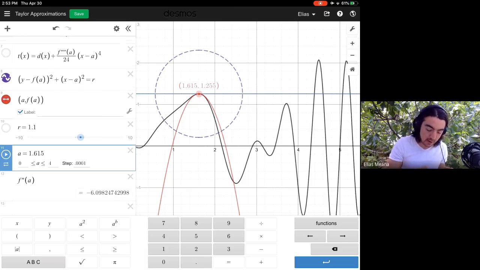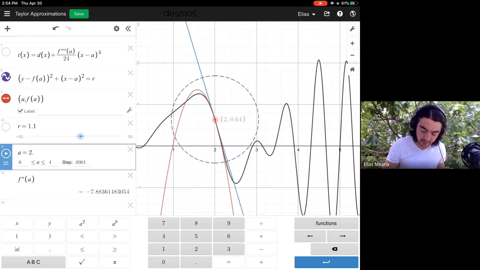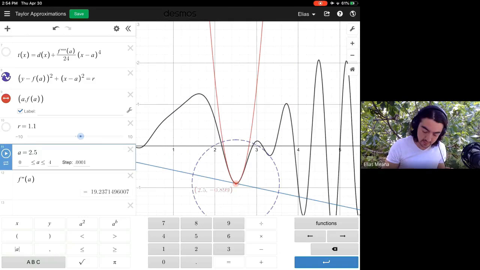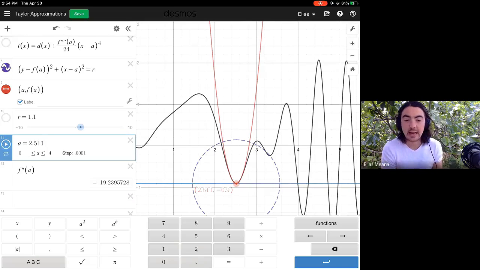But when we were over here, I can't remember what the value is now. I should have written down 2.25. Nope, 2.511. That's what it was. So here, our second derivative is 19.239, which means that our parabola is a smiley face, which means we have to have a minimum. And this is going to develop into what is called our second derivative test.